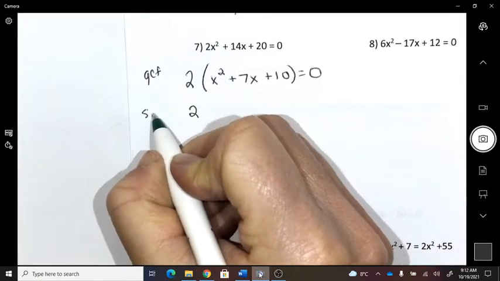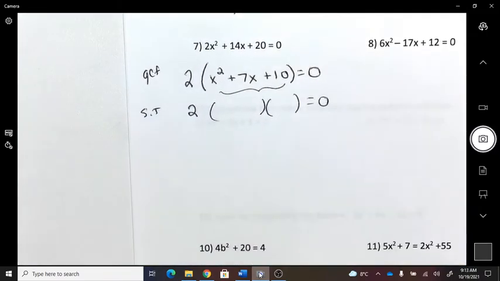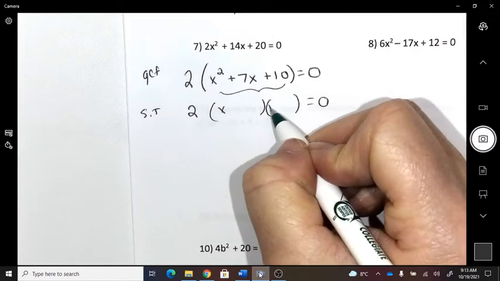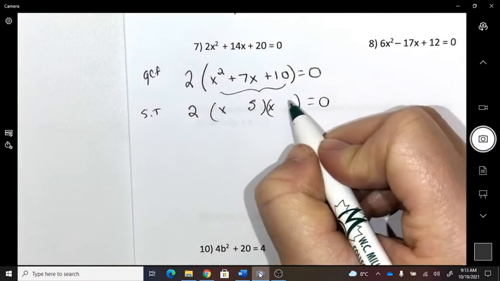Okay, so now I'm recognizing a simple trinomial. So I need 2 numbers to multiply to 10 and add to 7.